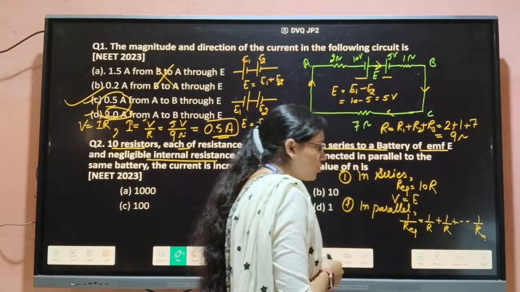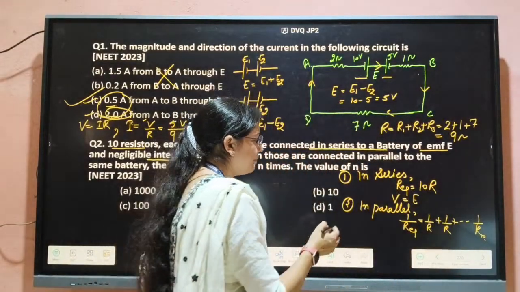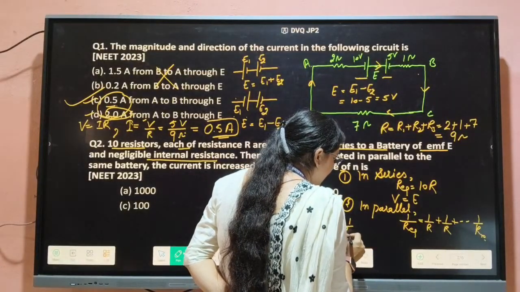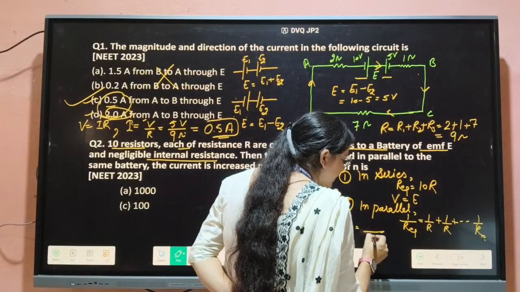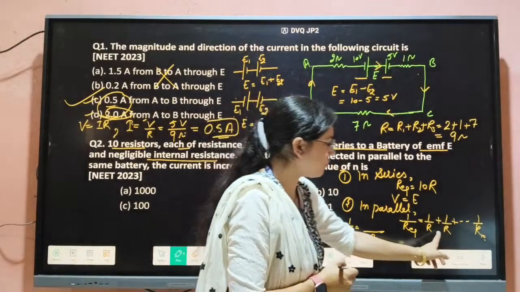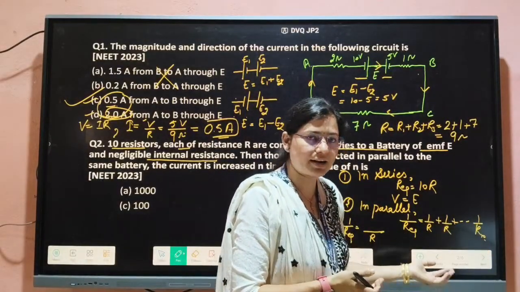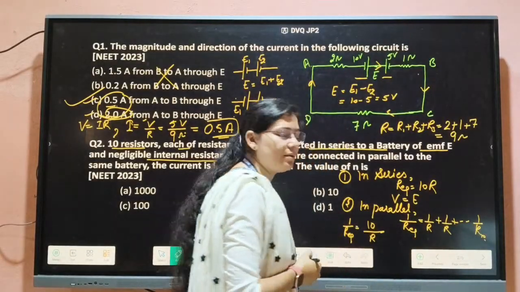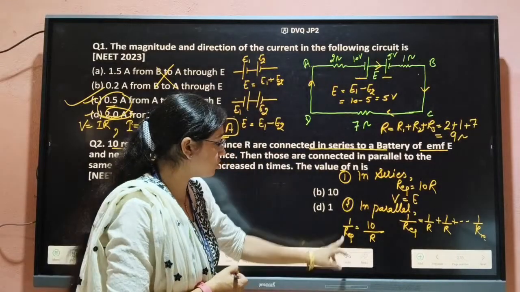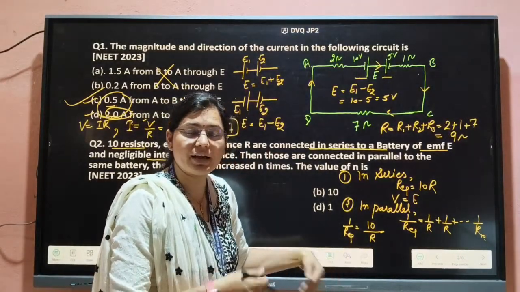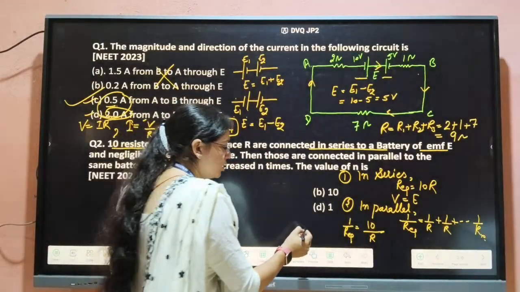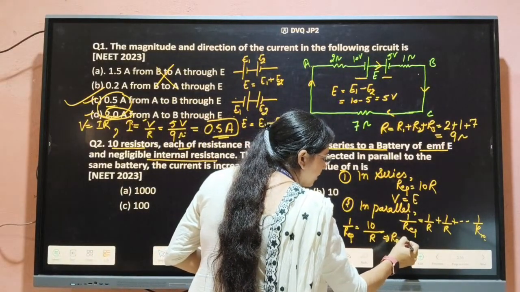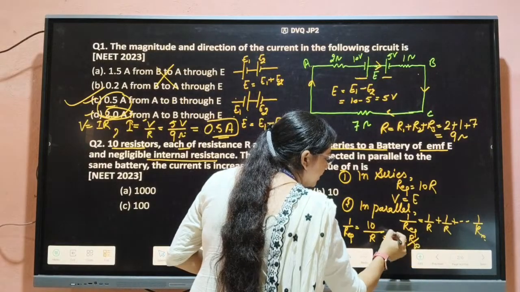So here we will solve this one, then we will write that R equivalent we can find. 1 by R equivalent will become, after taking the LCM, each value is R, so we are taking R only. It will become equal to 10 by R. So this is 1 by R equivalent. We have to find R equivalent, so R equivalent will become equal to R by 10 in parallel.